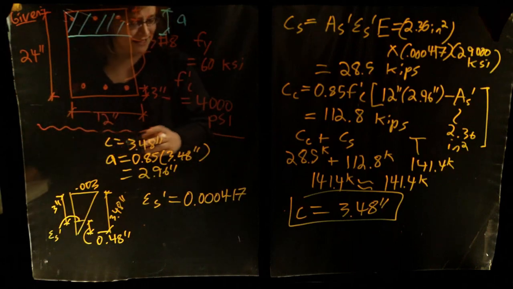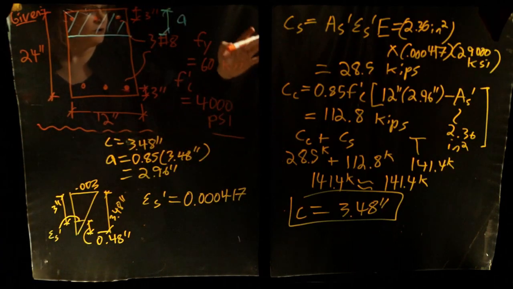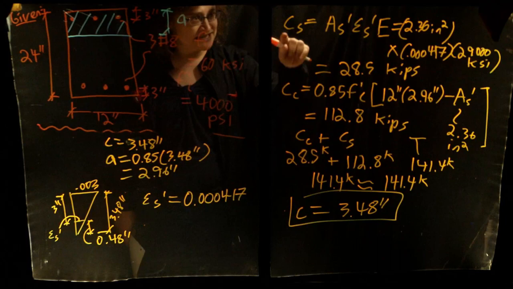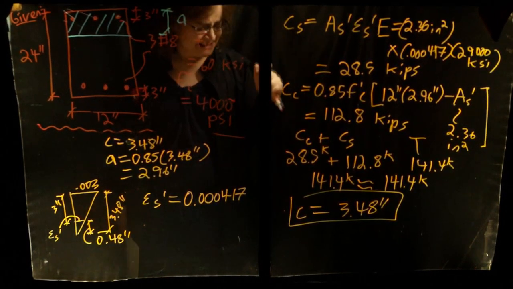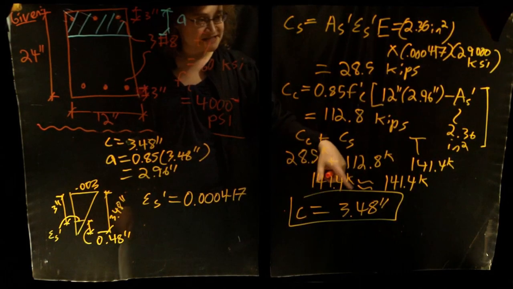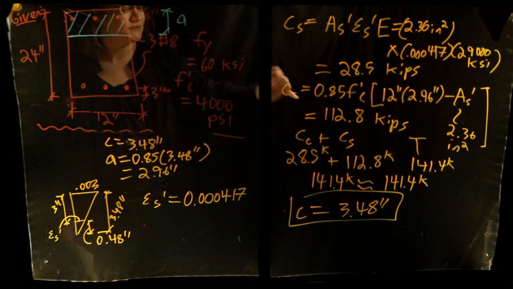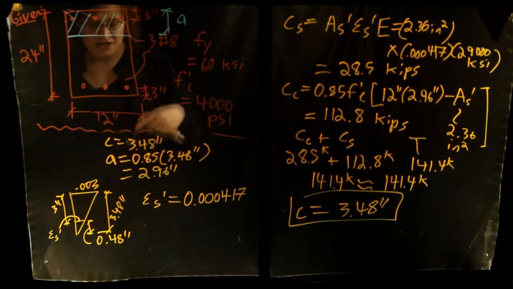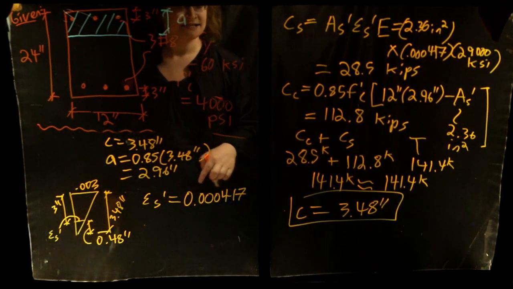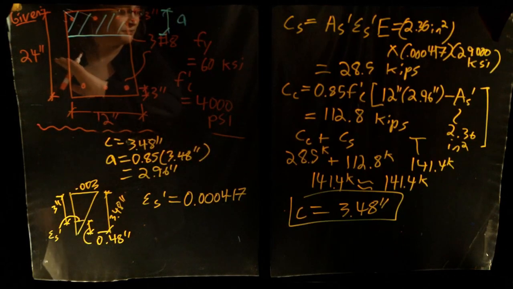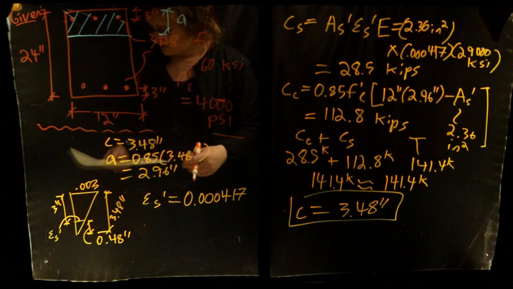Okay, so we have our neutral axis depth nailed down. Because C sub C and C sub S are functions of C, once we're locking that in place, this number and this number are going to change. T isn't going to change. And now we can just apply basic summation of moments to calculate our actual moment capacity. So I'm going to wipe the board and we'll go ahead and finish this out.